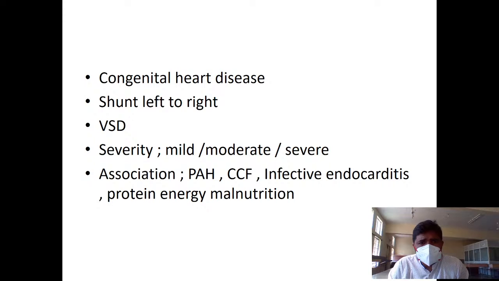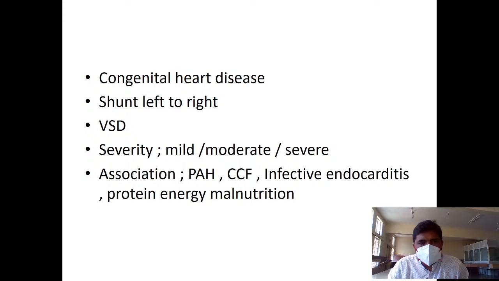Then whether it is a left to right shunt or right to left shunt. There is no cyanosis, no history of bluish discoloration, and no cyanosis on physical examination, so you can rule out right to left shunt. So the possibility is a left to right shunt. The history also suggests a left to right shunt, that is recurrent pneumonias, failure to thrive, and CCF features. These are more in favor of left to right shunt.